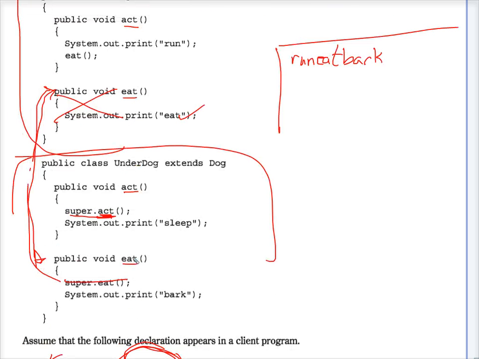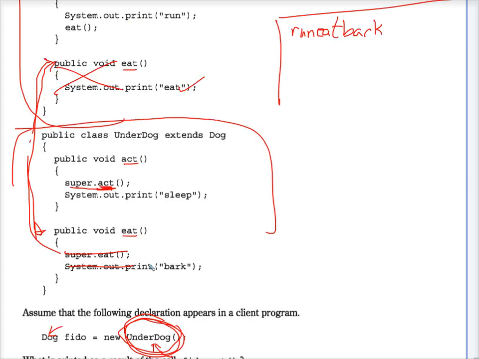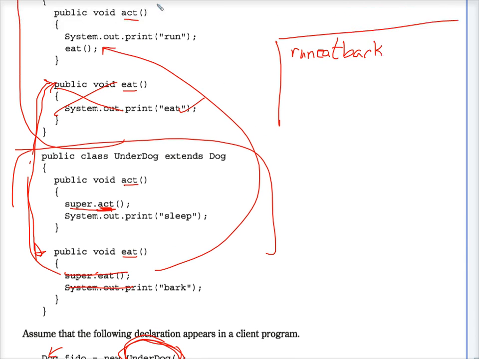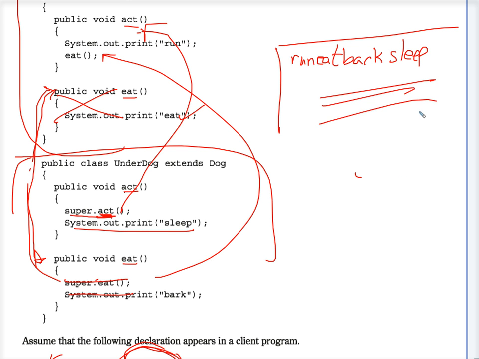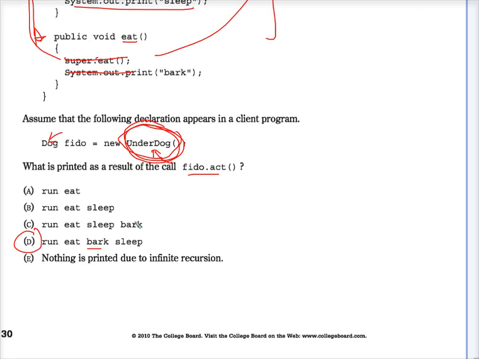But just for fun, let's now go back to where the eat was. Where was eat called from? Eat was called originally from here, and this act up here in the superclass was originally called from here. So we do still have a System.out.print sleep to execute, and sleep does print out at the very end. This is, of course, the answer that you see here circled, letter D.